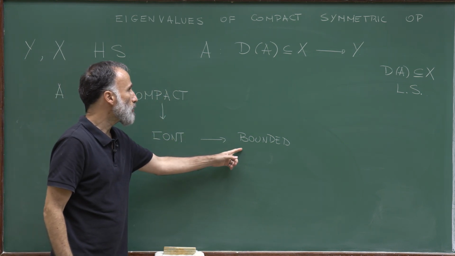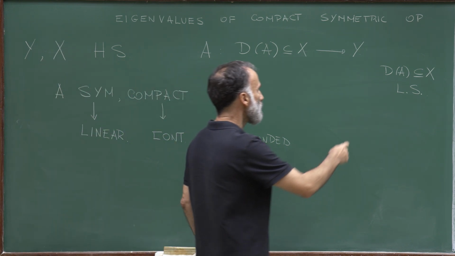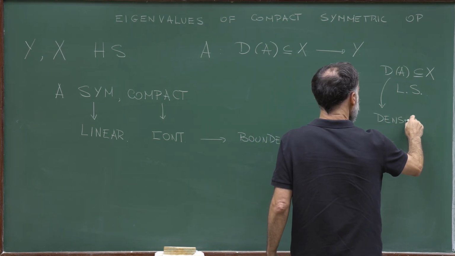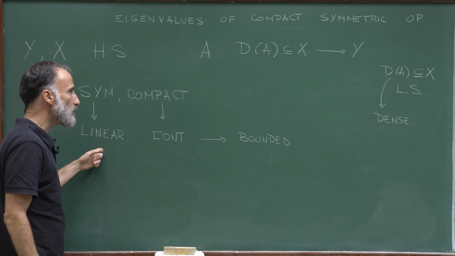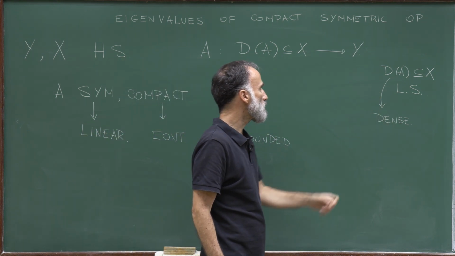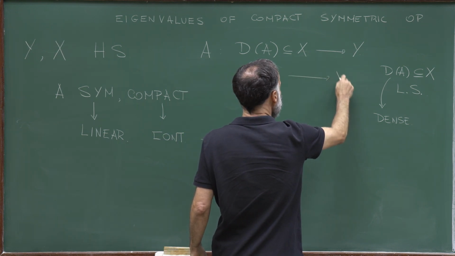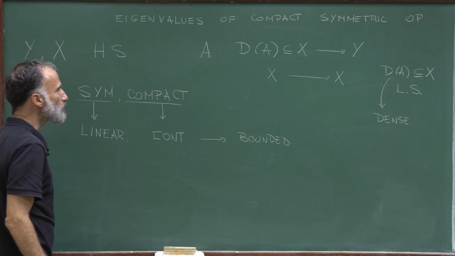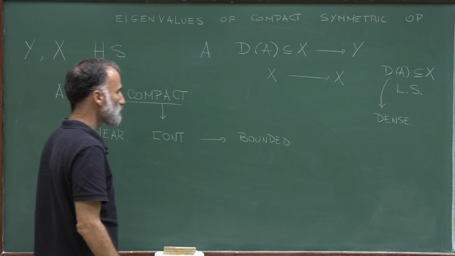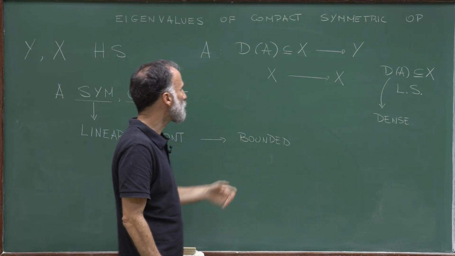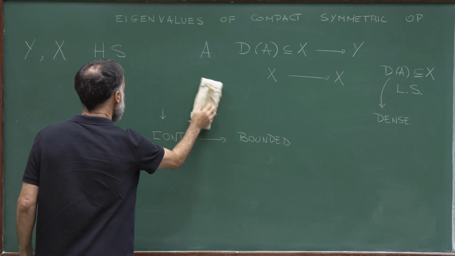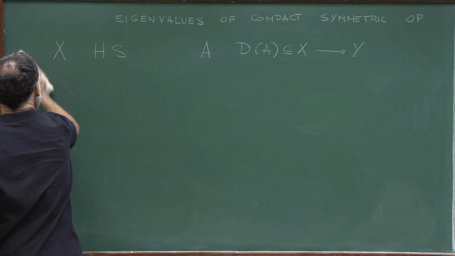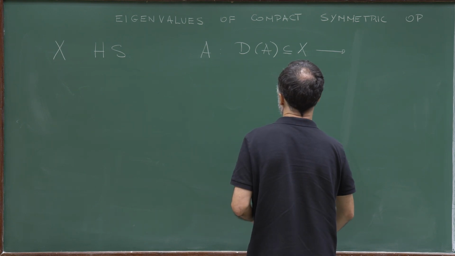And once it's bounded, another property of symmetry is that the domain of the operator is dense. We have seen that if we have an operator which is linear, bounded, and defined on a dense subspace, we can extend it to the whole space X in a unique way. So as soon as I'm talking about symmetric compact operators, I will consider A to be defined in the whole space, because if it's not, I can always extend it in a unique way to the whole space. So from now on, I'm assuming that I have X a Hilbert space, and A will be an operator from X to X.